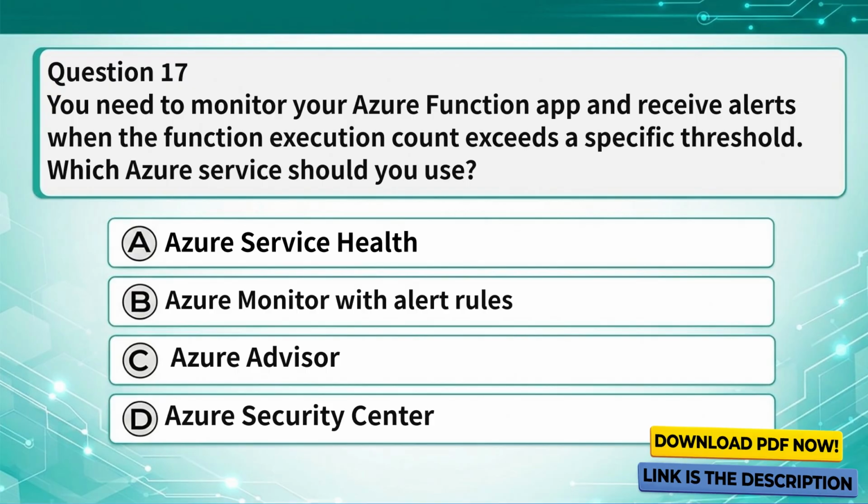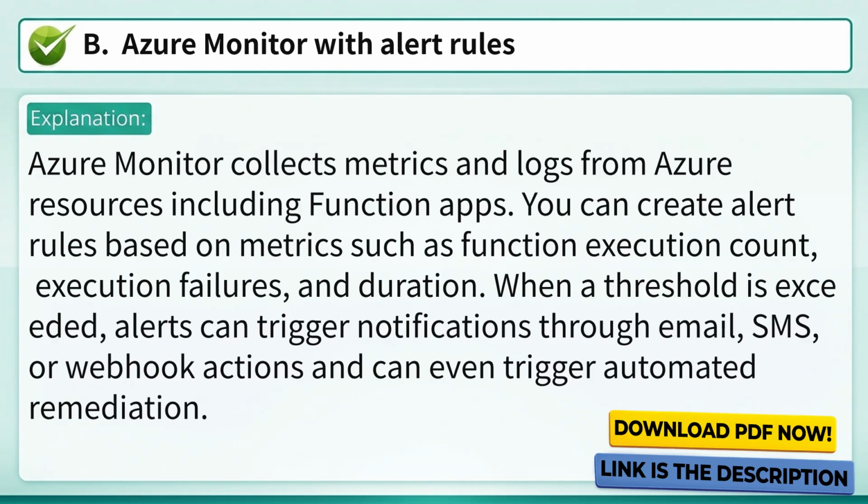Question 17. You need to monitor your Azure Function app and receive alerts when the function execution count exceeds a specific threshold. Which Azure service should you use? A. Azure Service Health. B. Azure Monitor with Alert Rules. C. Azure Advisor. D. Azure Security Center. Correct answer. B. Azure Monitor with Alert Rules.